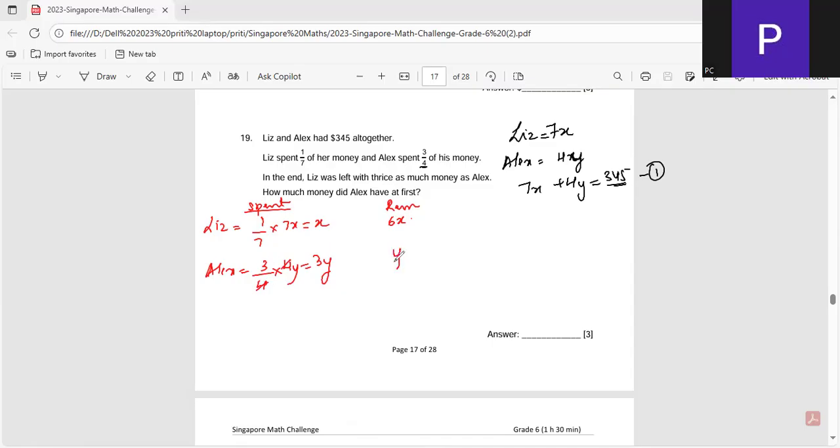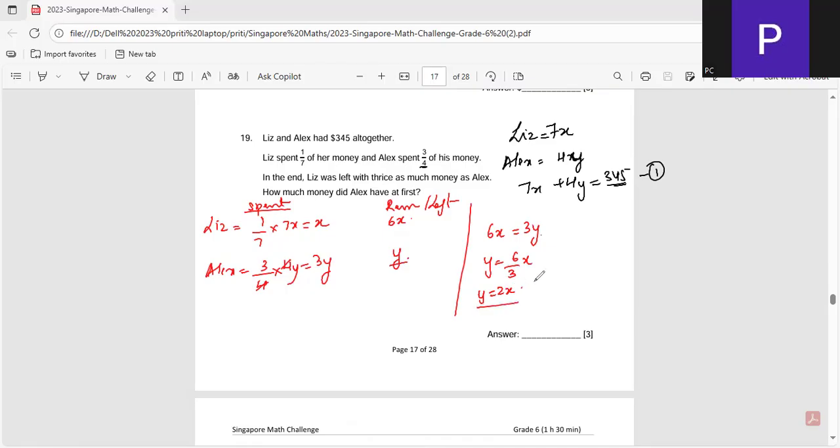So remaining was just y. This is the remaining or left, so as to say. Now this is the equation. Liz was left with thrice as much money as Alex. So Liz had so much money, Alex had so much money. So 6x was equal to 3 times y. So we can say y is equal to 6x over 3, which is y is equal to 2x.